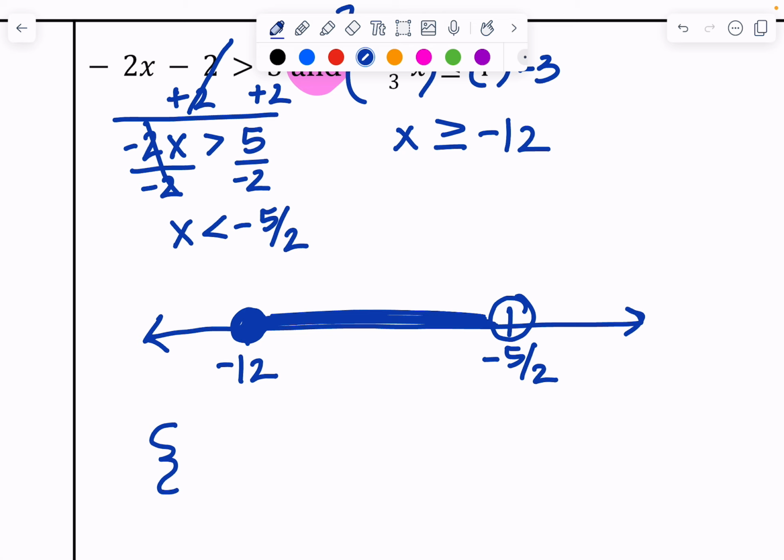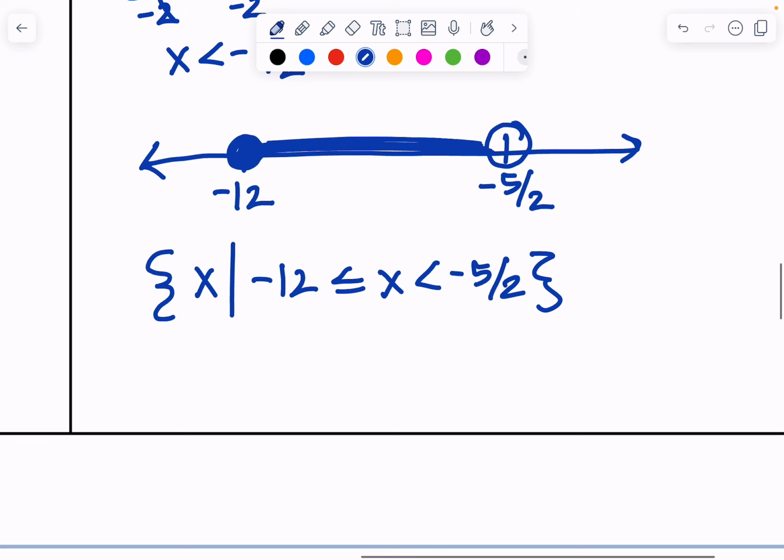So to write that as a set, we're going to have x such that negative 12 is less than or equal to x, which is less than negative 5 over 2, to write those together. And then in interval notation, square bracket to include negative 12, comma, negative 5 over 2 with a curved bracket to not include that.